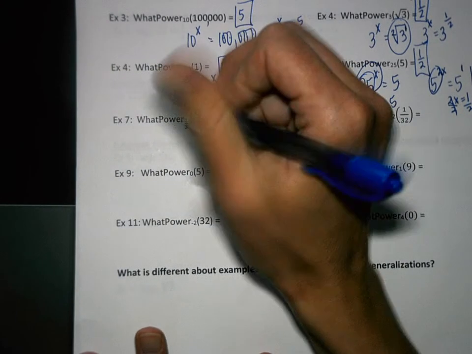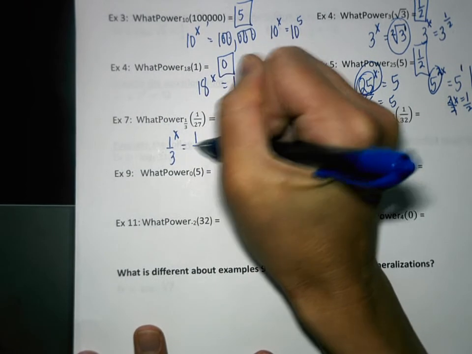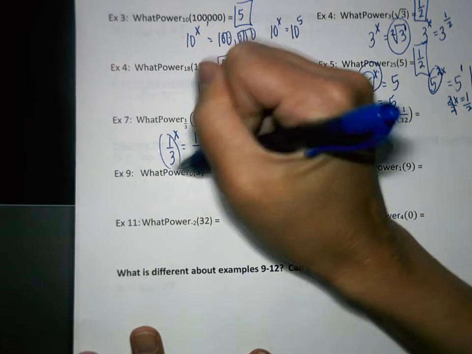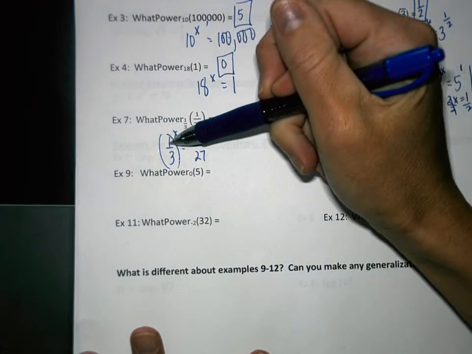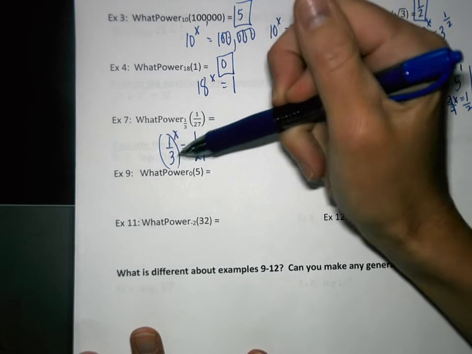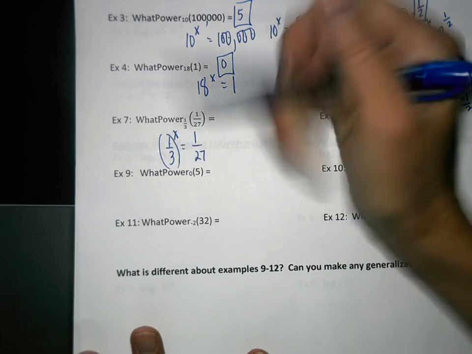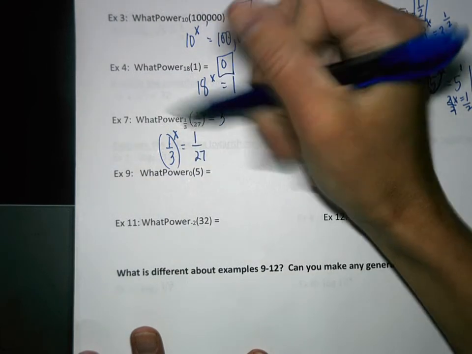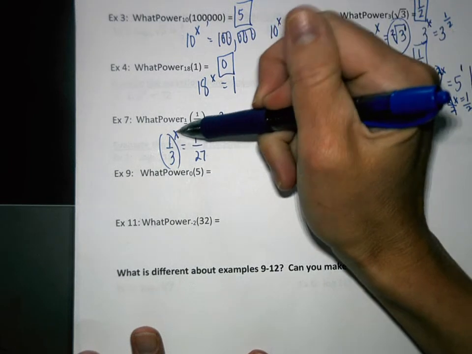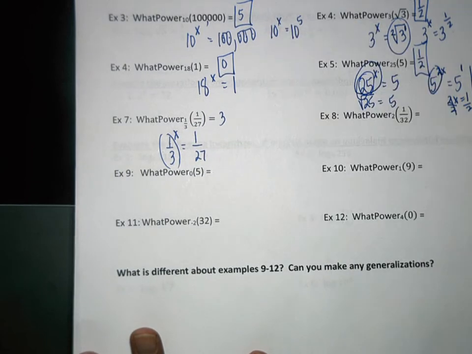Example 7, 1/3 to what power gives me the answer of 1 over 27? Here 1/3 is in parentheses, and there's nothing I do to the 1. I can take 1 to any power and get 1. But what do I take 3 to in order to get 27? That's going to be 3 to the third power. So what power base 1/3 will give me 1 over 27? Well, it's 3. 1 to the third power gives me 1. 3 to the third power gives me 27.